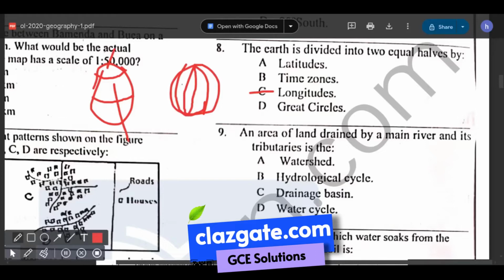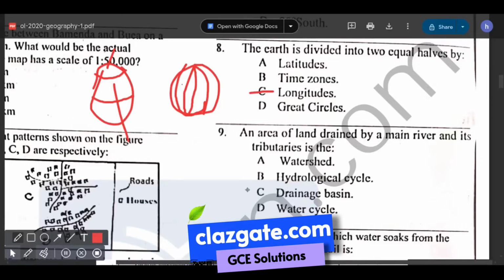And then let's do number 9. An area of land drained by the main river and its tributaries is the, we have watershed, we have hydrological cycle, we have the drainage basin or the water cycle. The answer is drainage basin.